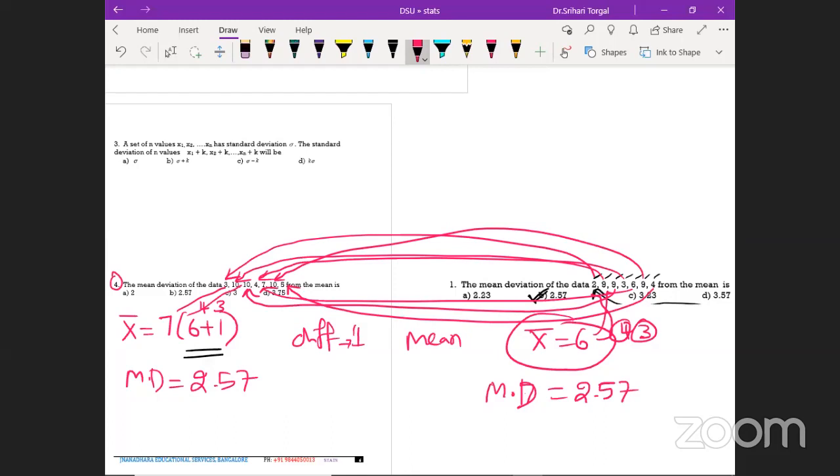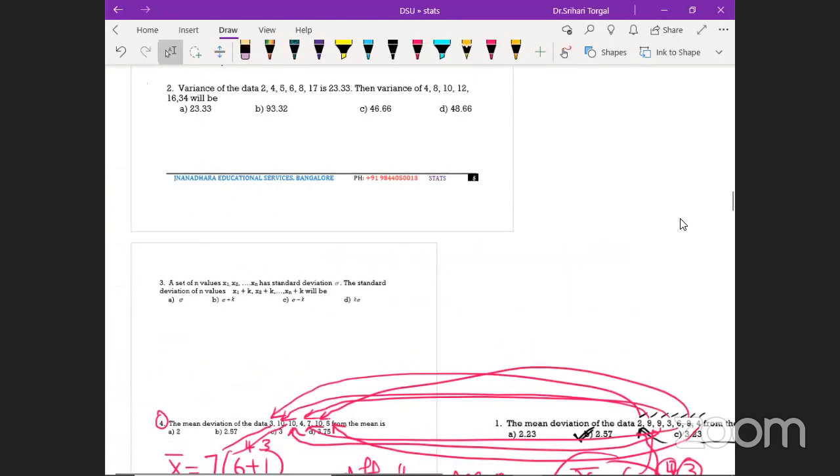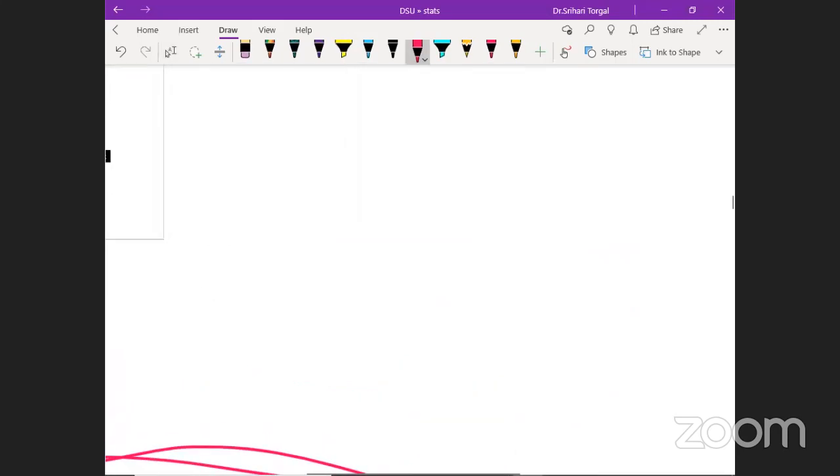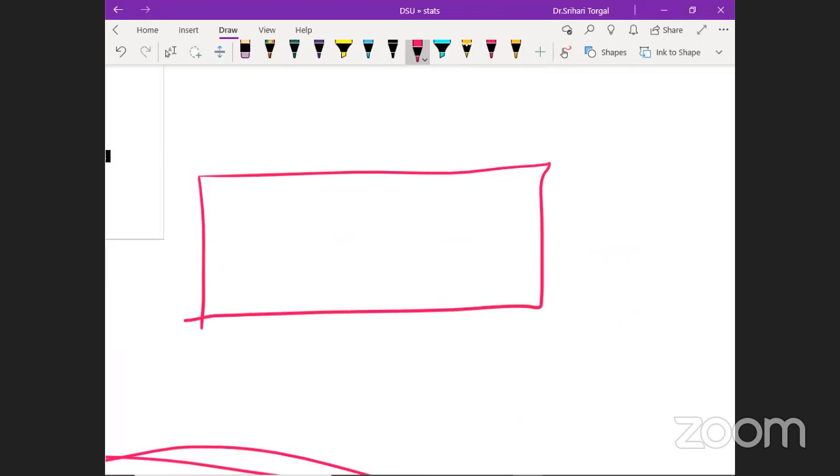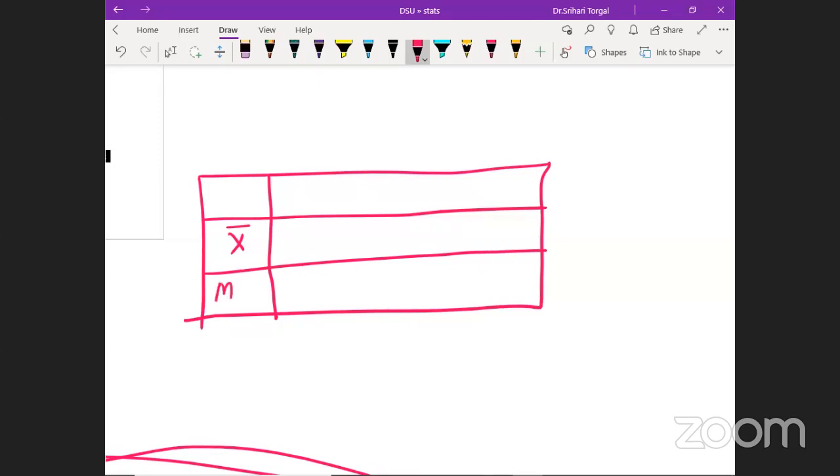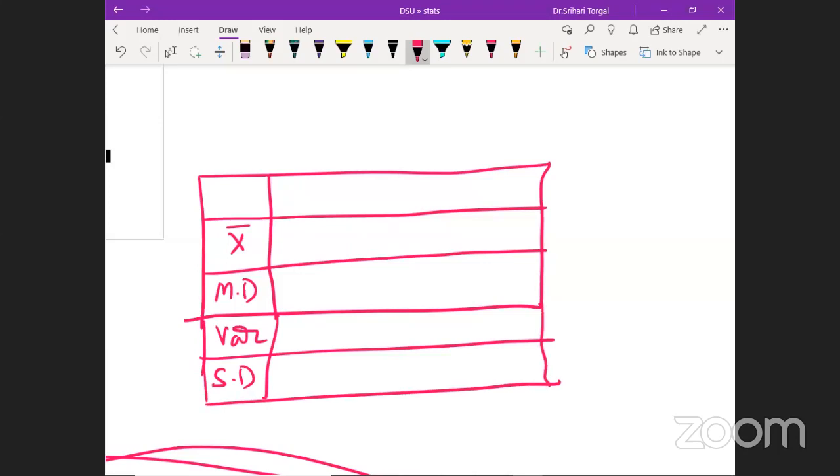So let me draw one table here so that we can come to some conclusion. For the old data, let me write here x bar, then mean deviation, then we will calculate variance, then standard deviation. If for the old data you are adding k, what is the change in x bar? You need to add k here. This must be plus k.